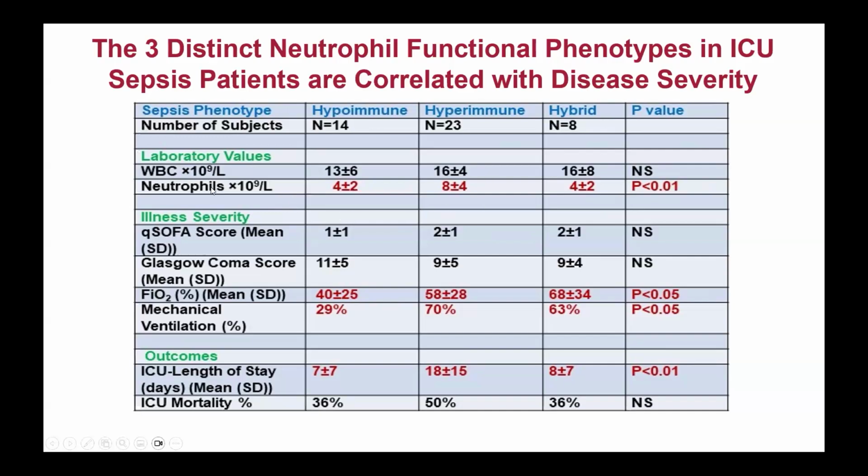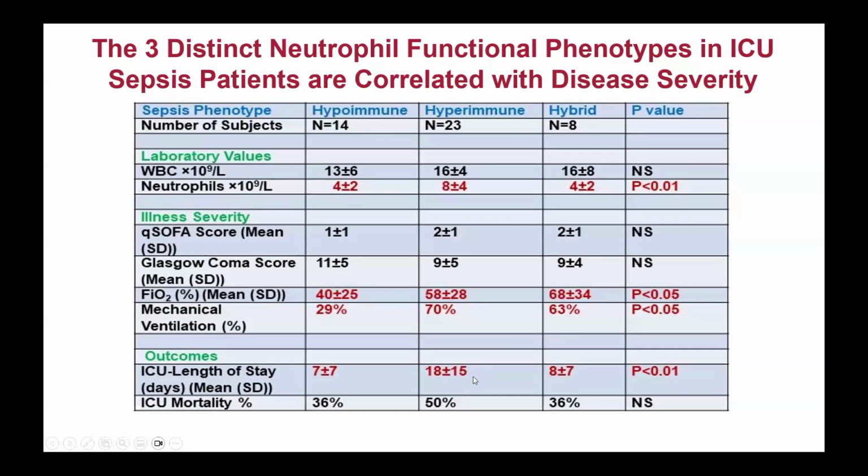severity. So you can see, for example, the number of neutrophils in the hyperimmune group is much higher than the other groups. The oxygenation level is, again, different between the three groups. This time it's higher in the hybrid group. The patients who tend to be on mechanical ventilation are much higher in the hyperimmune and hybrid groups compared to the hypoimmune group. And if you look at the length of stay, you see that this hyperimmune group has a much higher length of stay in the ICU.